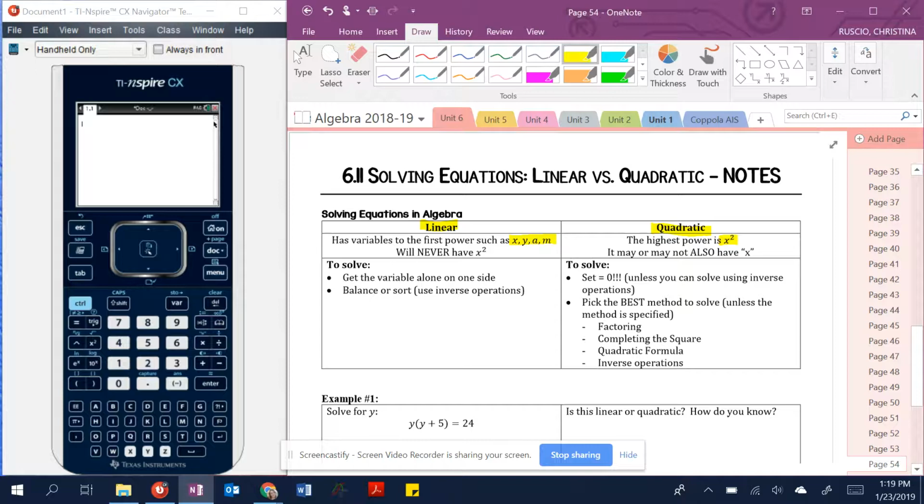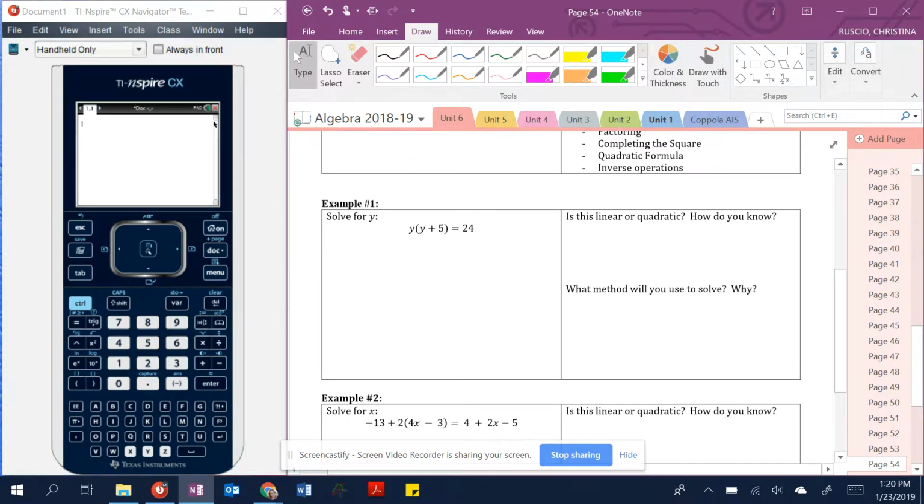Solving a linear equation, you're going to balance. You're just going to use inverse operations. We're going back to like 6th grade, 7th grade when you solved an equation, adding something to both sides or using the sorting method. Quadratic, on the other hand, so balance or sort, quadratic to solve is setting equal to 0. For the most part, we know that there's an exception with using roots.